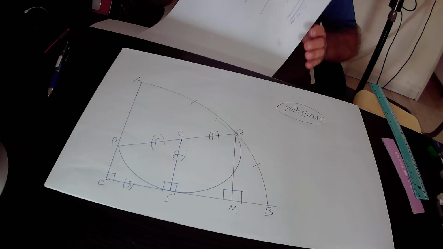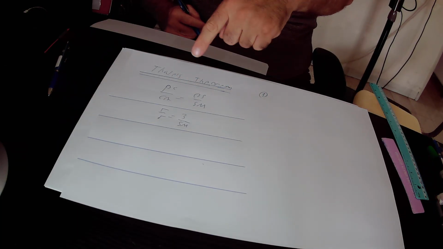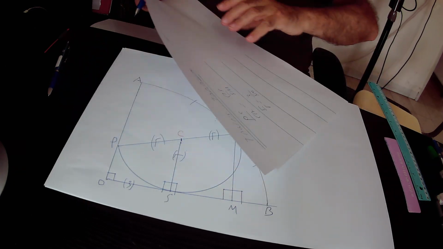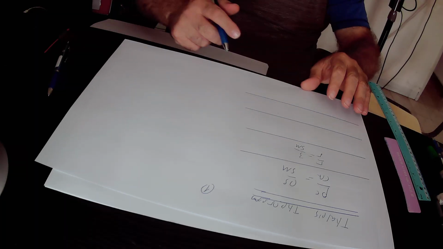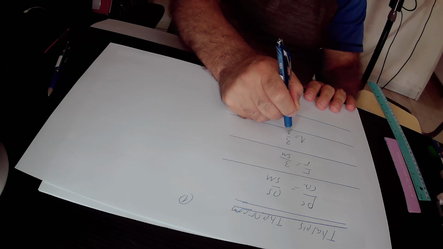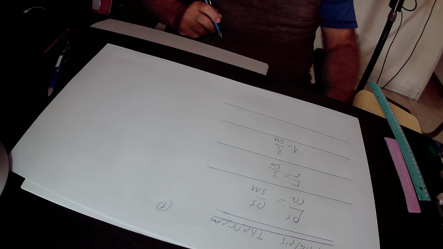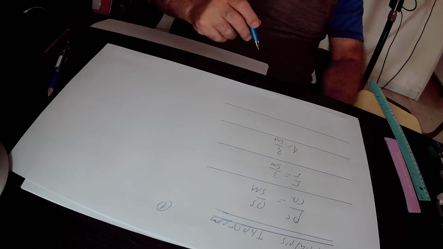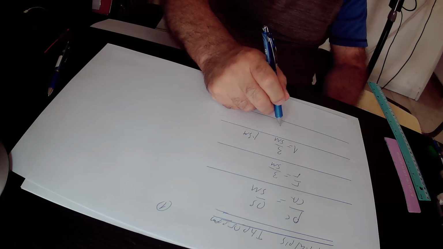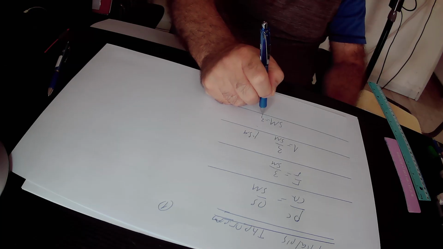And again, if you remember that R over R equals 3 over SM, R over R is 1, so 1 equals 3 over SM. So here we multiply this equation by SM, and find out that SM equals 3 units in its length.